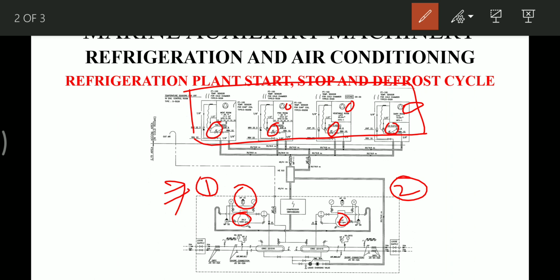Now let's see the defrosting cycle. If this plant continues to run for a few days or few months, then the evaporators which are operating at sub-zero temperatures, like minus 20 degrees Celsius in the fish room and the meat room, get icing on the evaporator coils, and so the heat exchange process does not take place properly. In that case we have to melt that ice. For that we have a defrost sequence or cycle to melt that ice. So let's see the defrost sequence.